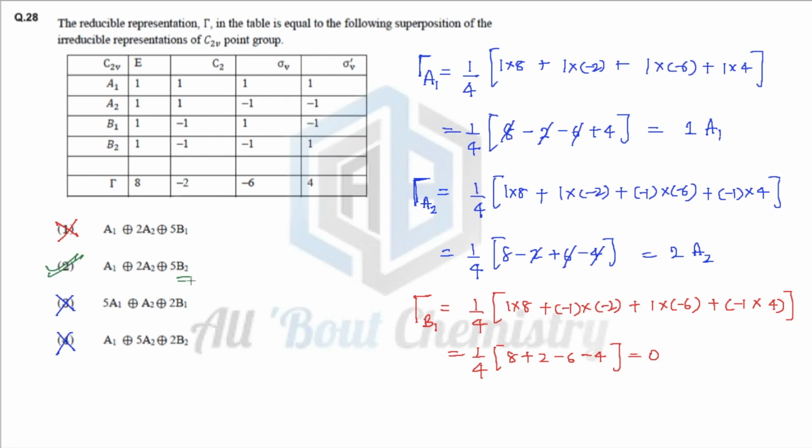You can check for b2 also, if you want. We'll get 5b2. So in that particular case, your correct answer, or your irreducible representation, will be equal to a1 plus 2a2 plus 5b2. I have not done it for b2, but obviously if these three are not correct, the fourth one will be correct.